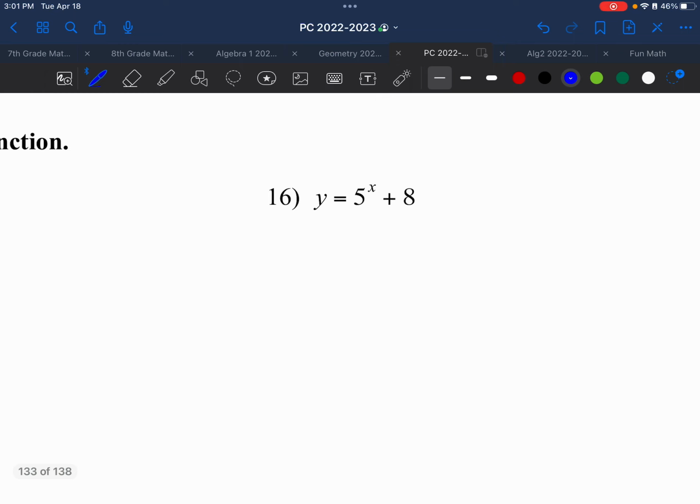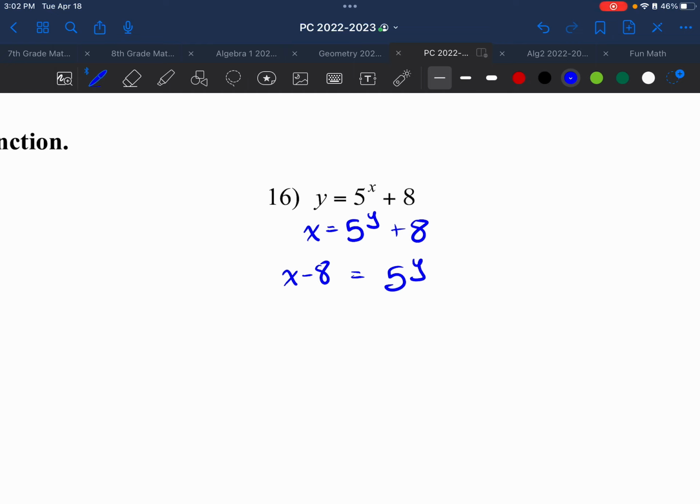What about number 16? Again, switch your x and the y's. So I get x is equal to 5 to the power of y plus 8. Again, I need to isolate my exponential or isolate my logarithm. The only thing that's in the way is this plus 8. So you need to undo plus 8, and you need to have an x minus 8 equal to 5 to the power of y, there we go.